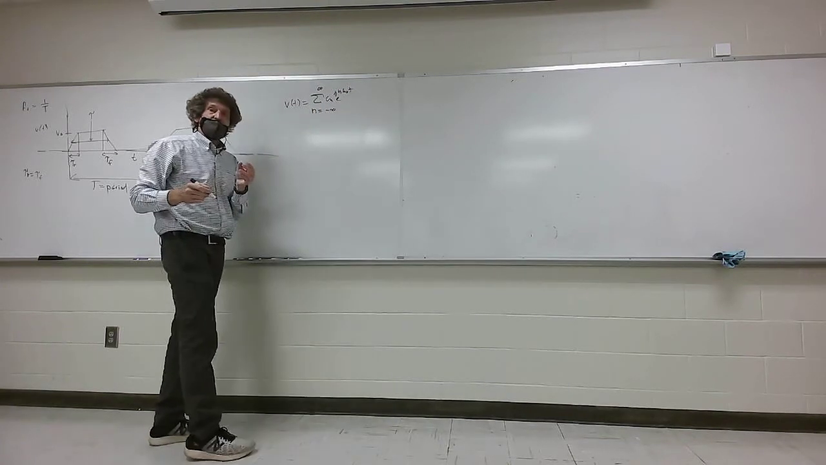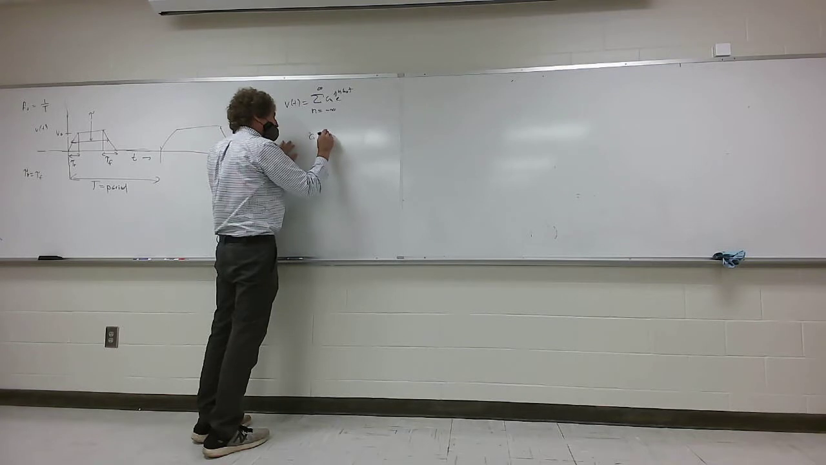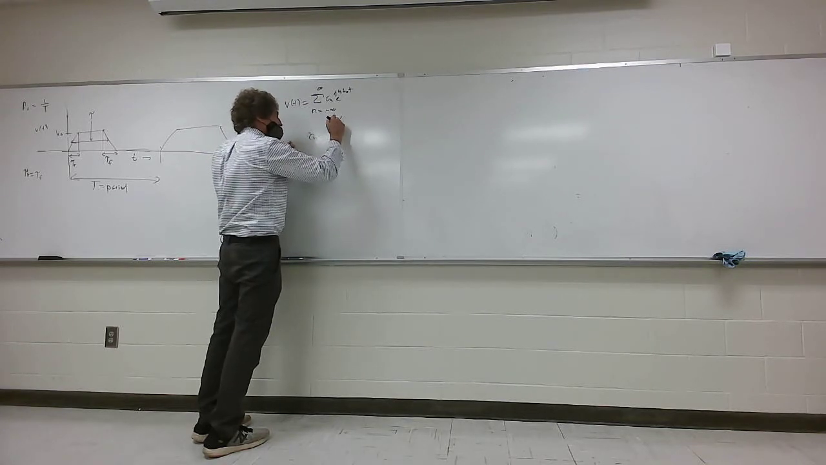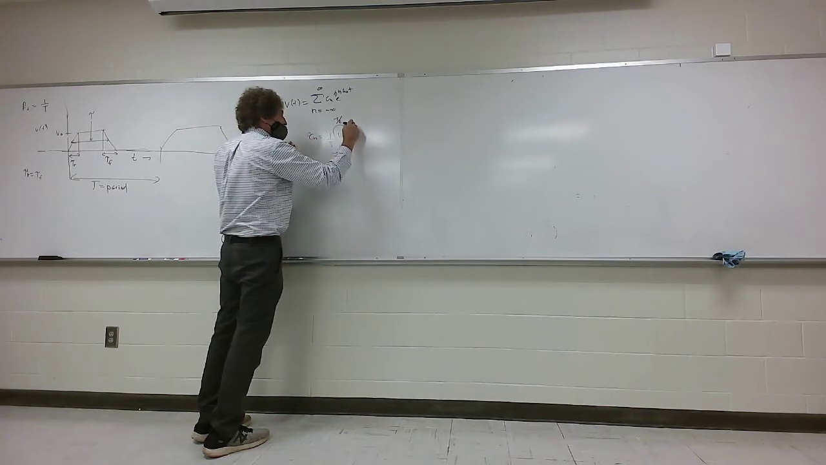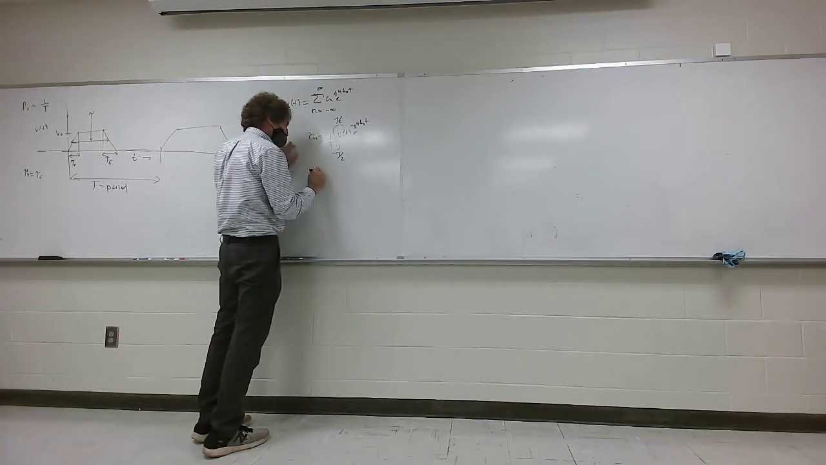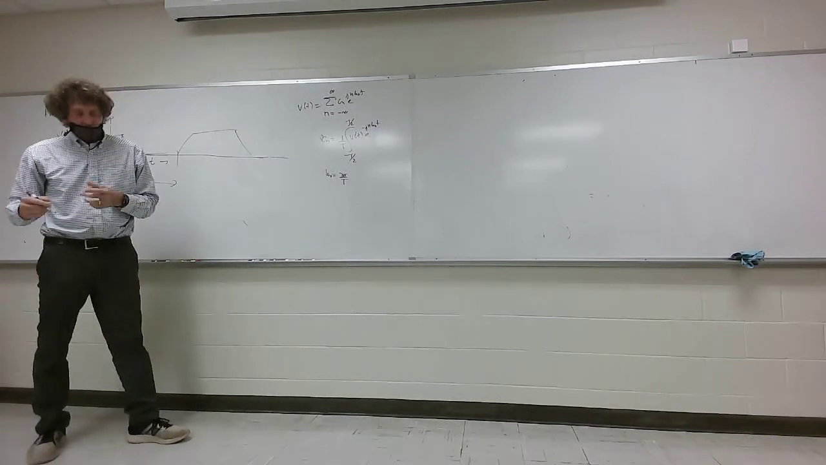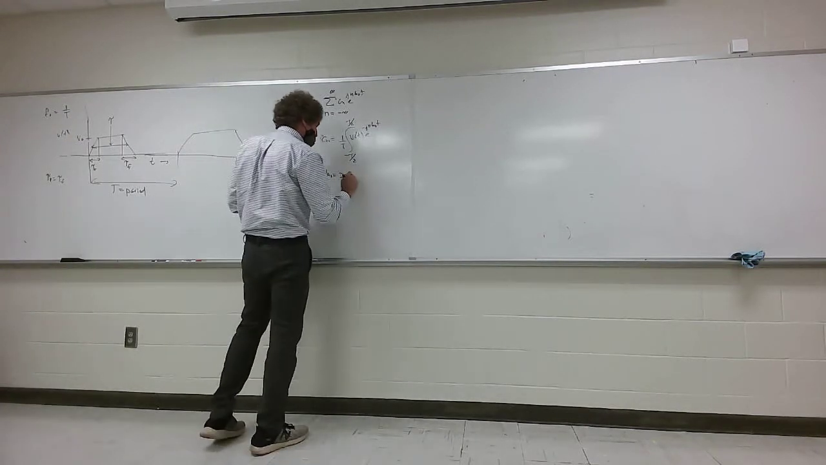This is the exponential Fourier series, and c of n here would be equal to 1 over T times the integral from minus tau over 2 to tau over 2 of v of t e to the minus j n omega naught t. Omega naught here is simply 2 pi over the period, the fundamental period, or it's 2 pi f naught, either one.